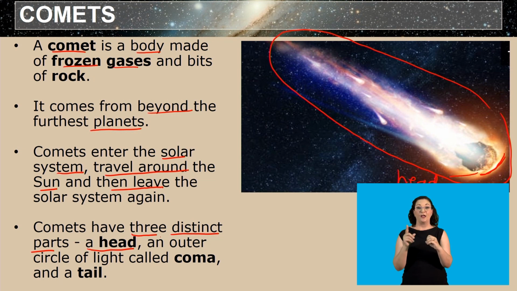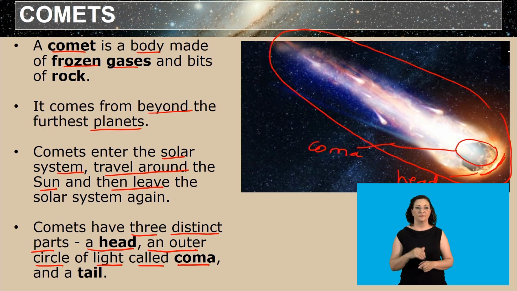It also has an outer circle of light called a coma. If you look at this outer circle of light right after the head, we will have what we call the coma. And then lastly, it consists of a tail. As you can see from the picture, right after the coma, we have that extension of light, which is called the tail.